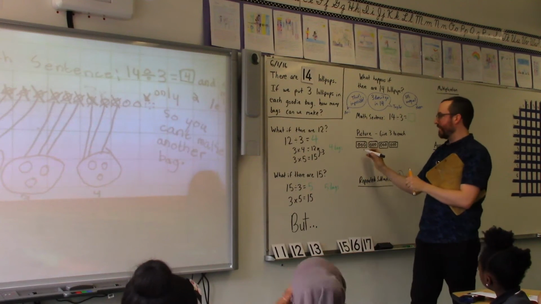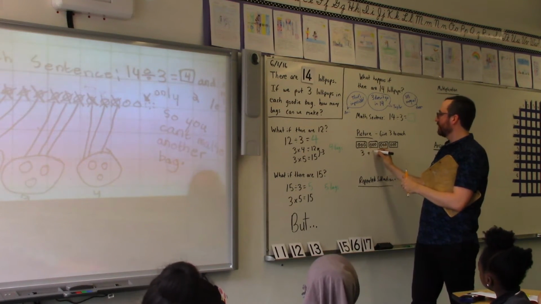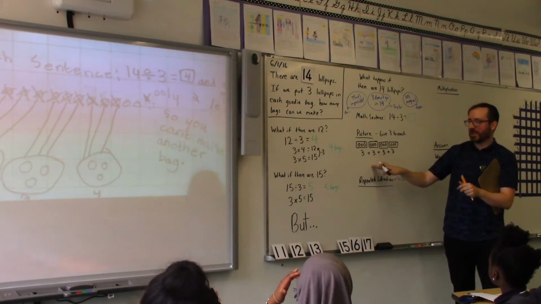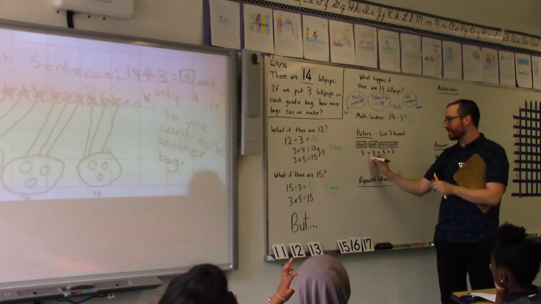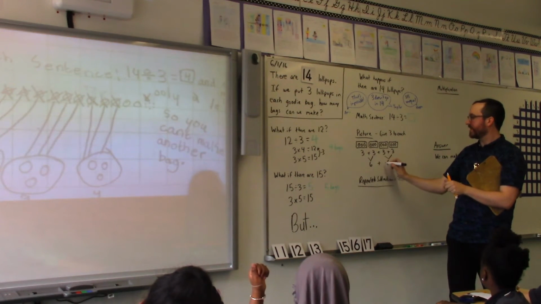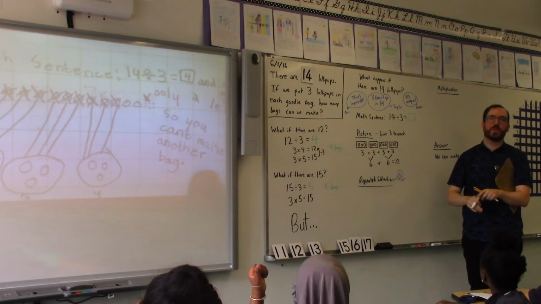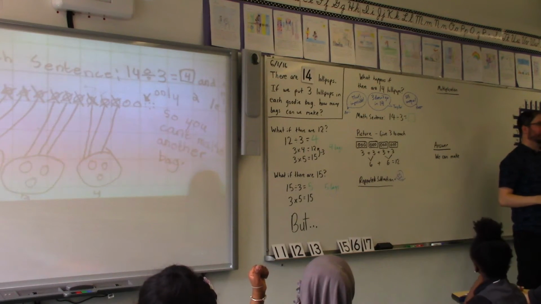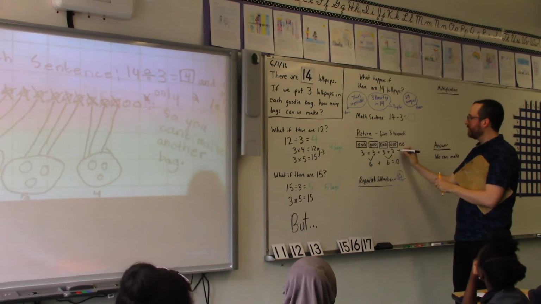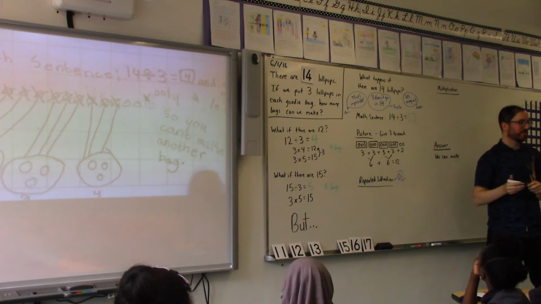Thanks, Aiden. So, how much is here? 3 lollipops, and that makes 1 bag. So we have 3 plus 3 plus 3 plus 3. Let's go through it. 3 plus 3, 2 bags would make 6. 6 plus 6, 12. But we don't have 12 lollipops. We have 14, so here we go. 1, 2, add 2. But it's not going to be equal.